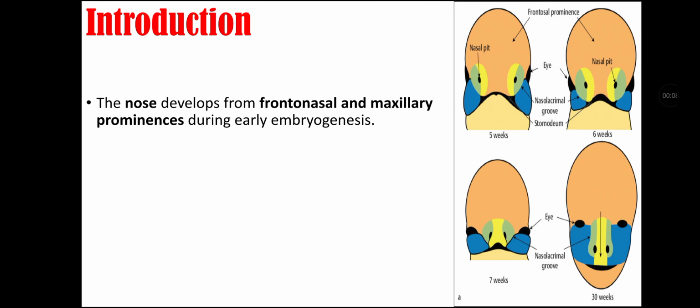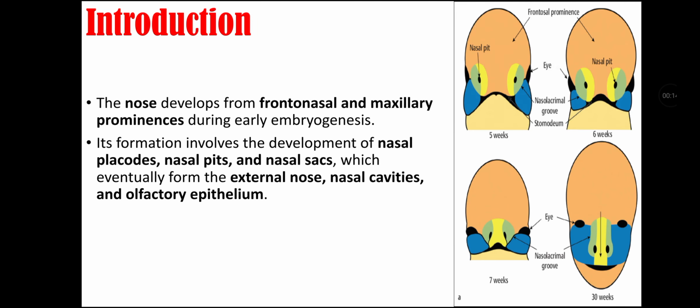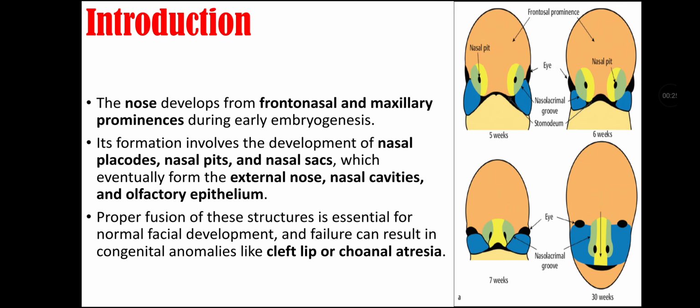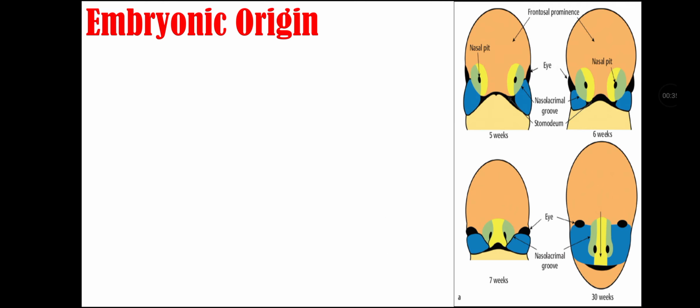Nose develops from frontonasal and maxillary prominences during early embryogenesis. Its formation involves the development of nasal placodes, nasal pits, and nasal sacs, which eventually form the external nose, nasal cavities, and olfactory epithelium. Proper fusion of these structures is essential for normal facial development, and failure of fusion can result in congenital anomalies like cleft lip or choanal atresia.